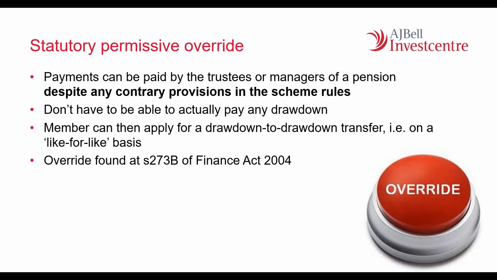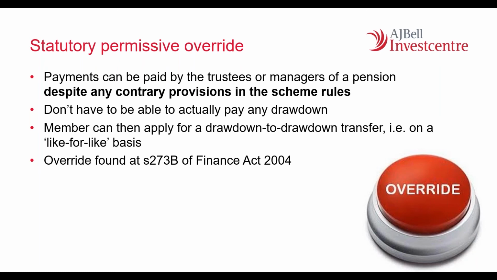So no scheme has to have it in their rules to be able to offer flexi-access drawdown. So what this means is that payments can be paid by the trustees or managers of a pension scheme despite any contrary provision in their scheme rules. And as we know, transfers have to be on a like-for-like basis. So what this means is that a scheme that doesn't offer drawdown doesn't have the facility to offer drawdown, doesn't have it in the scheme rules, doesn't have the functionality to do it.